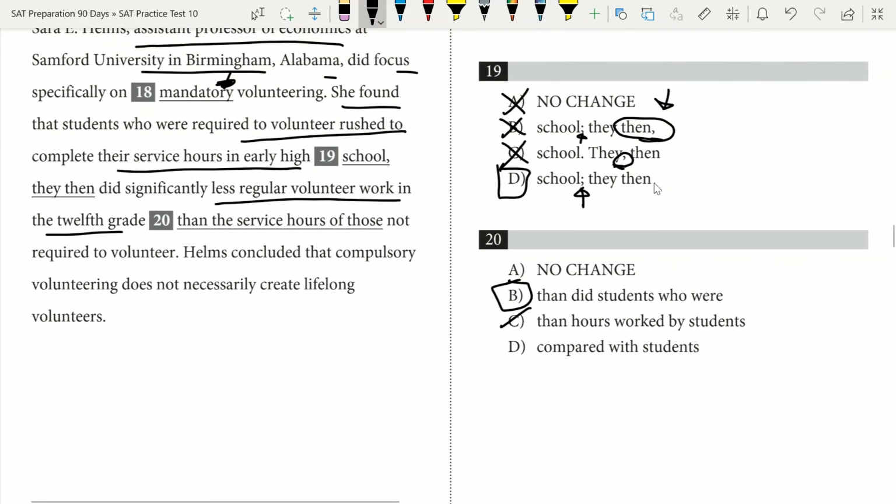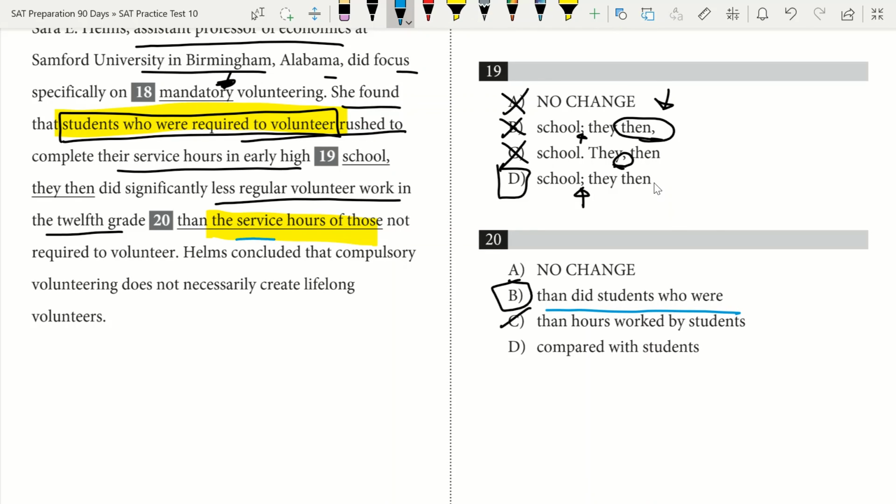All right, in the beginning we talked about students who were required to volunteer. I'm going to highlight that. Now we are comparing them and showing that they did significantly less regular volunteer work in 12th grade than, right, we have than right there. Than who? It has to be students who were not required to volunteer. We've got to maintain that parallelism, right? So our only option that does that is going to be B. We would have students who were not required to volunteer. So that would maintain that parallelism and that comparison there. So the correct answer there is going to have to be B.